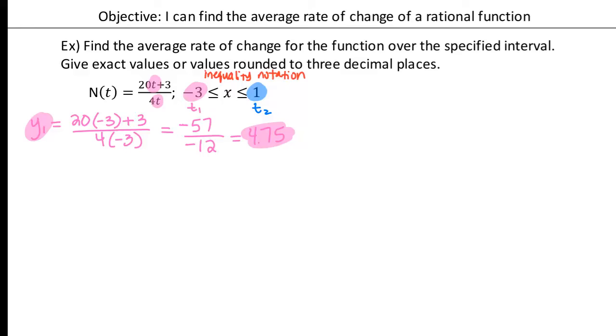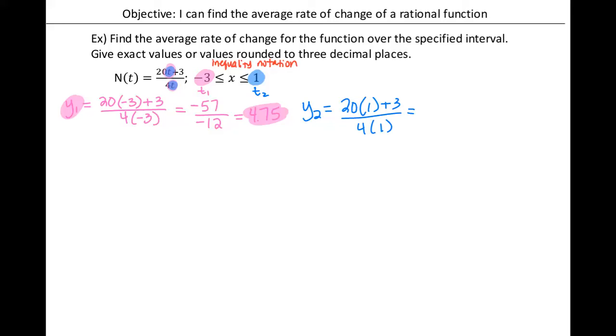So we need to do the same thing with y2. So y2, plug in this time our t2. So t2, everywhere you see a t, you're going to plug in 1. So y of 2 is going to be 20 times 1 plus 3 over 4 times t, which is 1. So why don't you guys go ahead and try that one? Go find y2. Figure out what the fraction ends up equaling, and then the final answer.